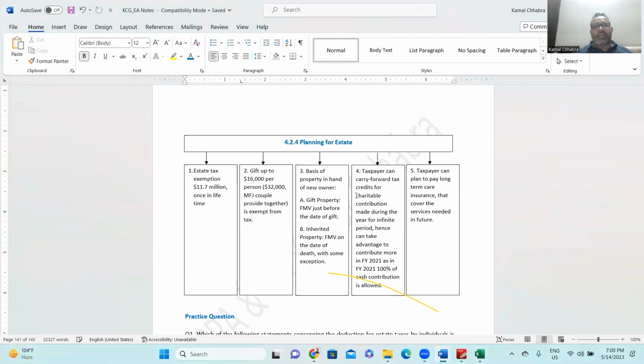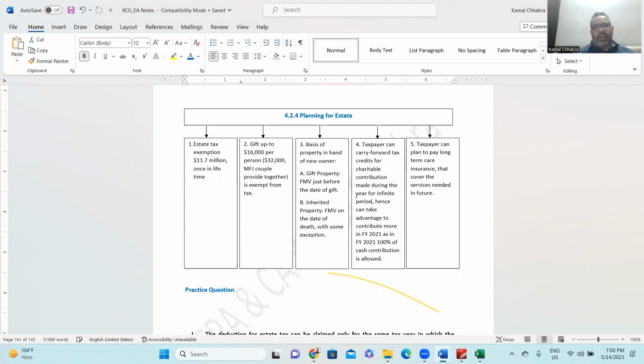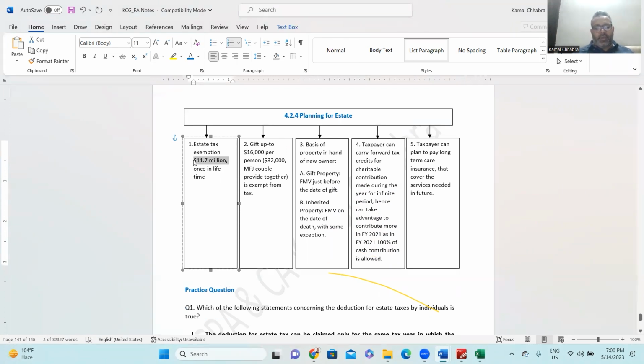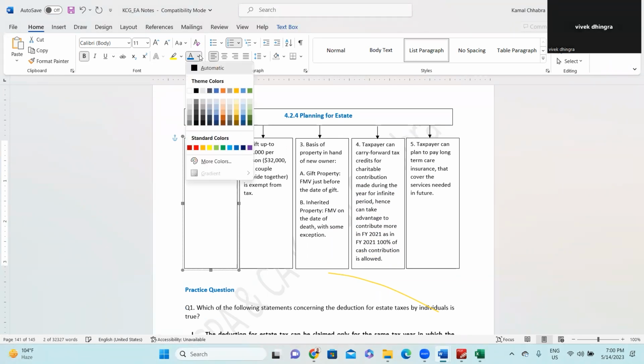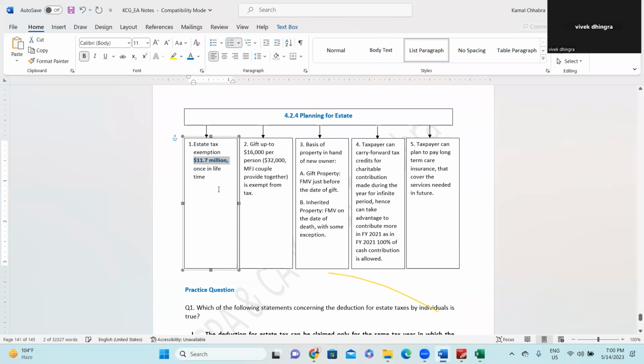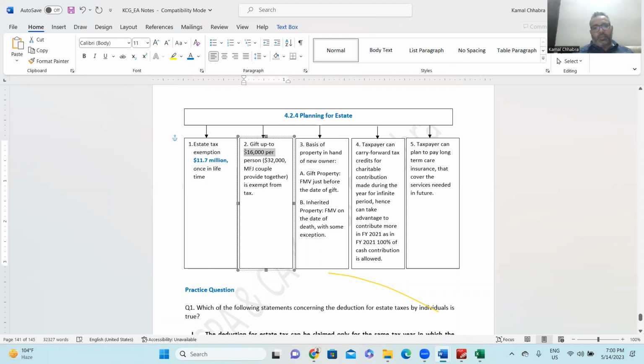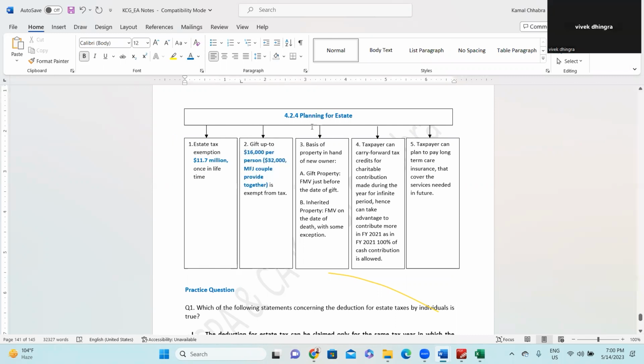First one is estate tax exemption. Hope you all remember the estate tax exemption, $11.7 million. That is once in a lifetime. We discussed this earlier also. Then a gift is also exempt up to $16,000 per person and $32,000 for married filing if they are giving it together. That also you can use for tax planning. That is per year, per annum, yes.